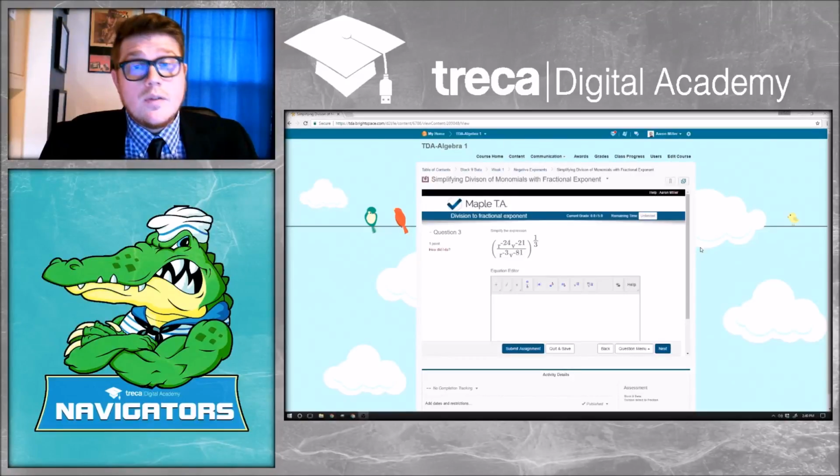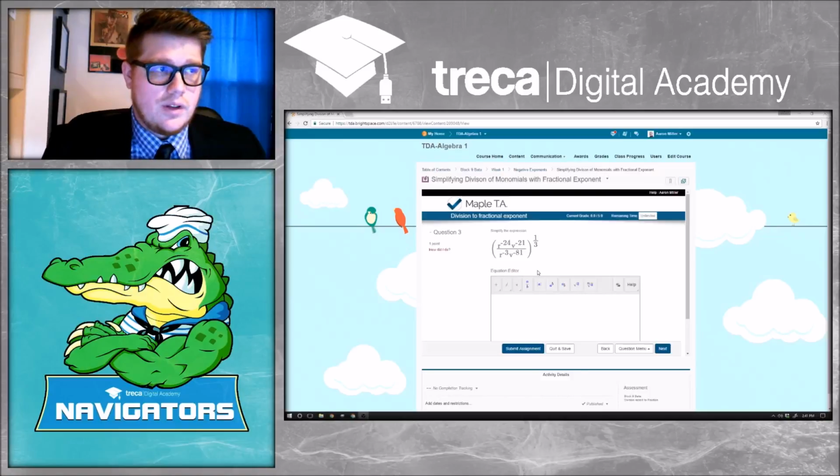Hey everybody! For the last lesson in this set on simplifying the division of negative exponents, we're going to be looking at simplifying a division when there is a fractional exponent. So we have r to the negative 24th power, v to the negative 21st power, over the quantity r to the third power, v to the negative 81st power, and then that whole quantity to the 1/3.